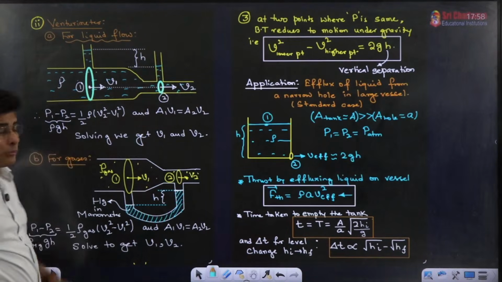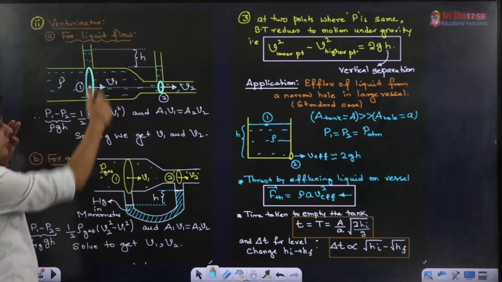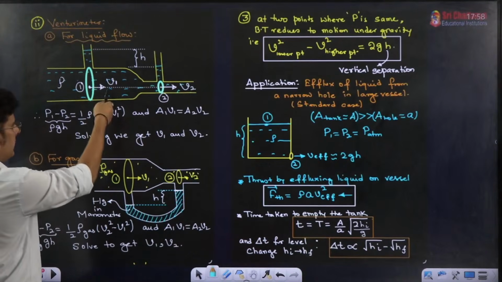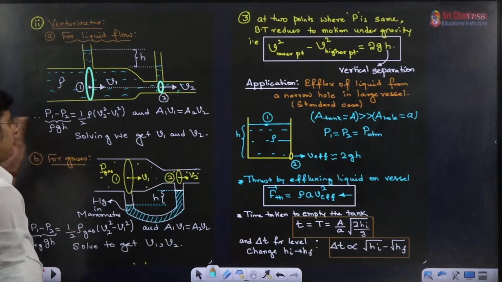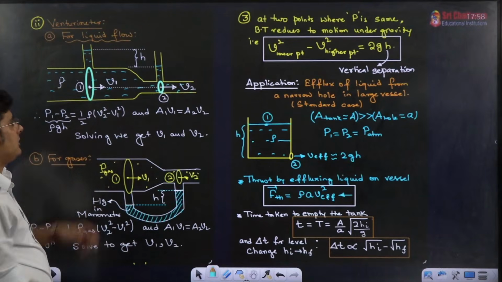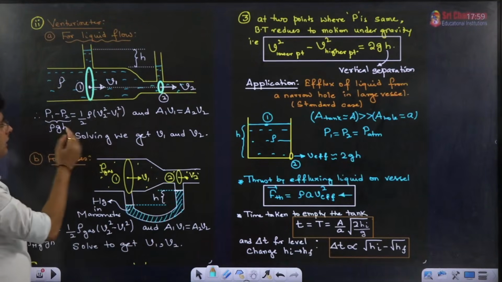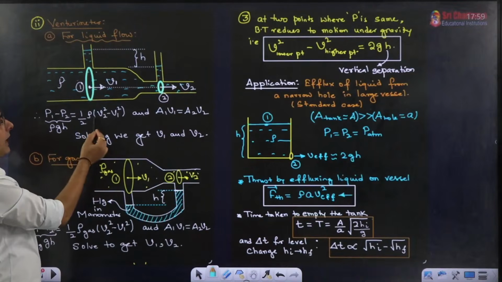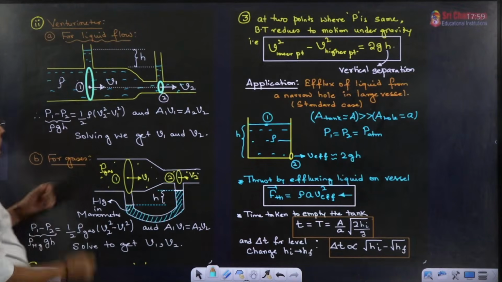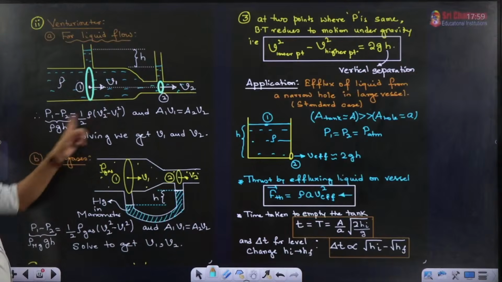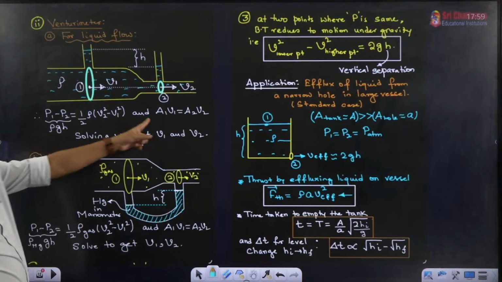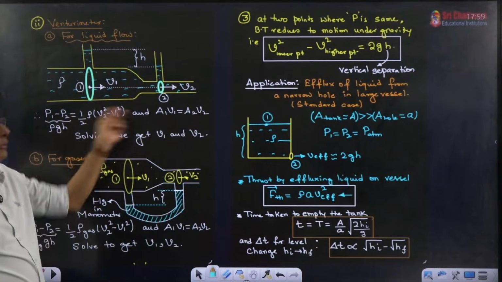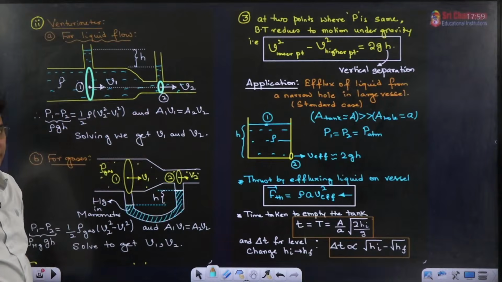Suppose it is H. So we will say P1 minus P2 is rho g h. Which rho? The liquid itself, it is only rising. But by Bernoulli's theorem, both points being at the same level, P1 minus P2 can also be written as half rho (V2 square minus V1 square). So here rho will cancel, you will get V2 square minus V1 square is 2gh, and A1 V1 is equal to A2 V2. Two equations, two unknowns, you will get the values of V1 and V2.